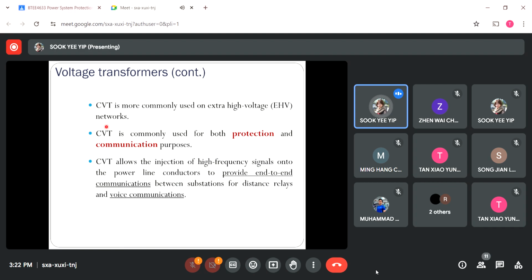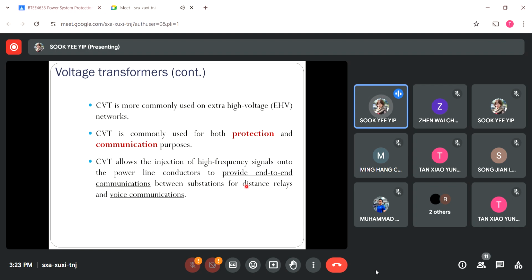So this CVT actually allows the injection of high frequency signals into the power line conductors. Usually the communication signal is high frequency. So whenever we inject this high frequency into the power line, it serves the purpose of communication. So we are able to have end-to-end communications between the substations.